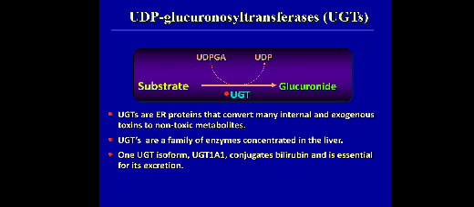Here, one UGT isoform, UGT1A1, conjugates bilirubin, which is essential for its secretion. So it may come as a multiple choice question: which isoform of UGT is responsible for the conjugation of bilirubin? This is UGT1A1. Okay, so understand. Inherited UGT1A1 deficiency causes jaundice, because if there is no conjugation or less conjugation, the result is unconjugated hyperbilirubinemia.